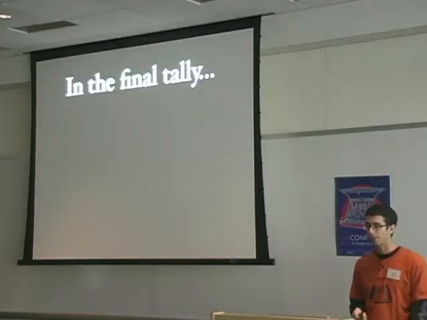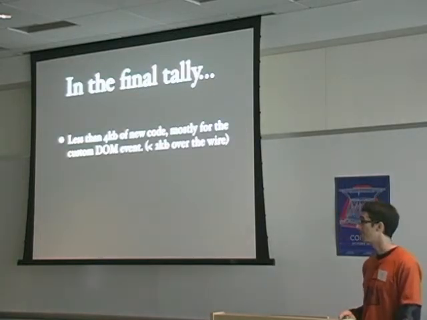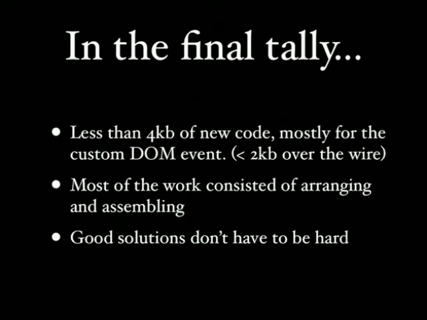So in the final tally, at least what it's looking like so far, there's really not very much new code. Most of this is just leveraging what's already in the YUI library. The biggest thing is the custom DOM event, because there's a lot of functionality in there. The rest is just configuration and instantiation and hooking things together. And basically, the moral here is that good solutions really don't have to be very difficult to accomplish. You can do things that are fairly accessible with YUI. You just take the parts that are already done for you and hook them up together.